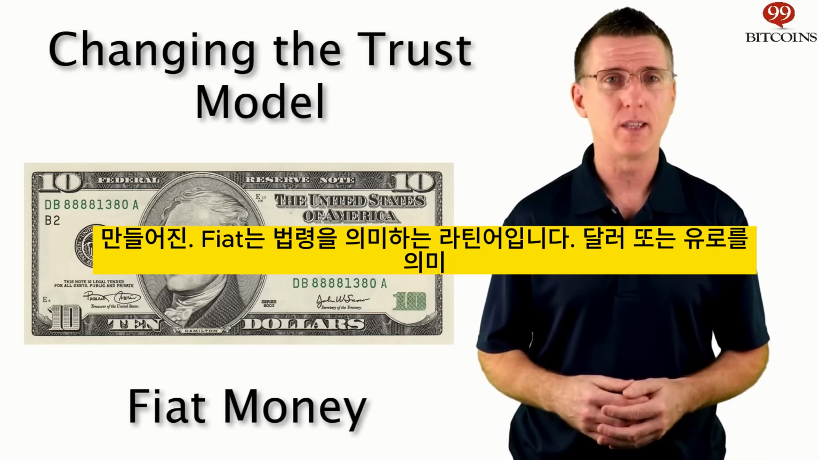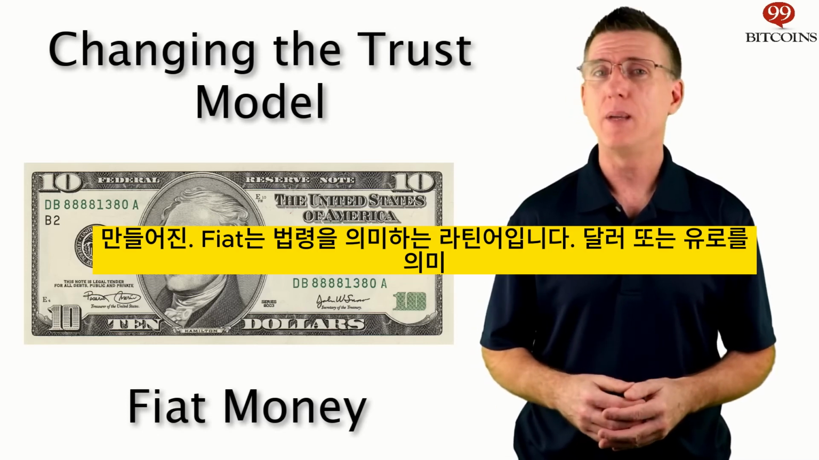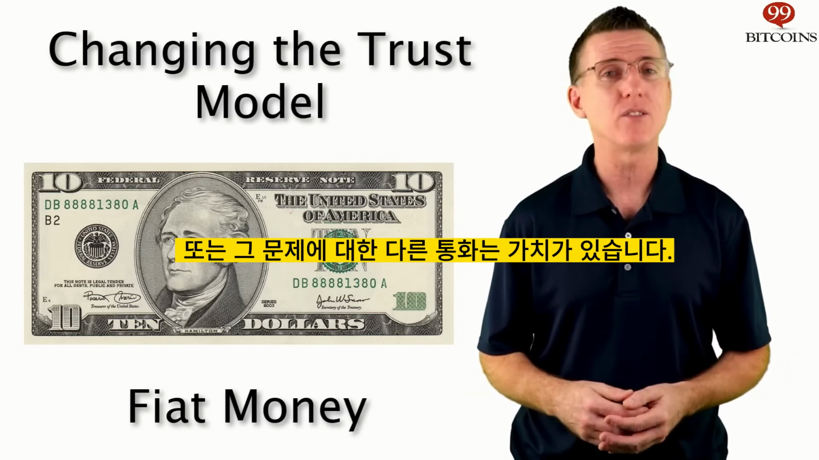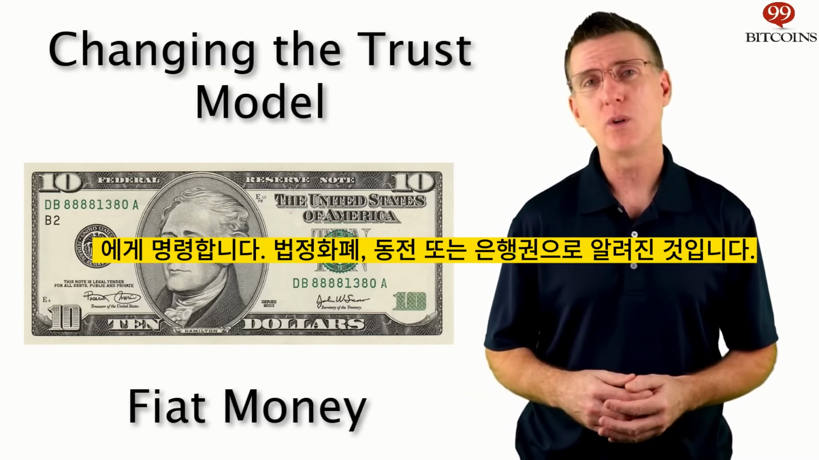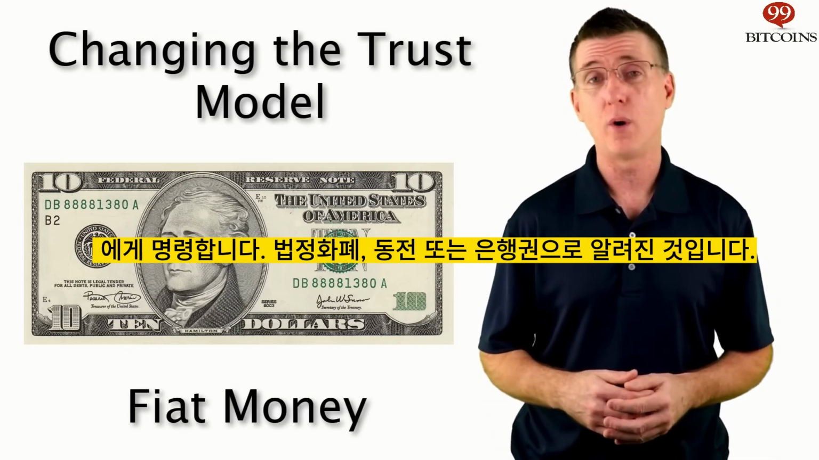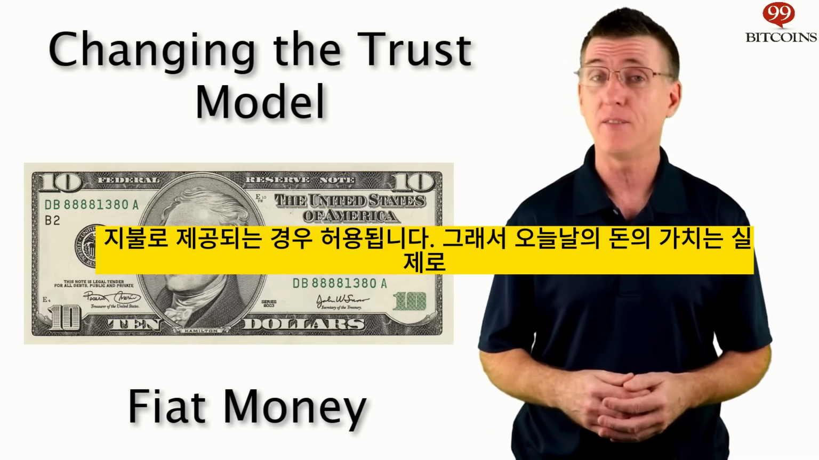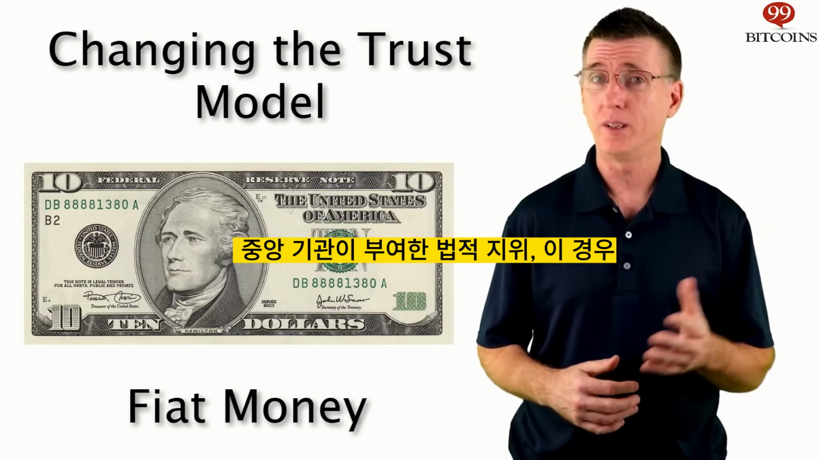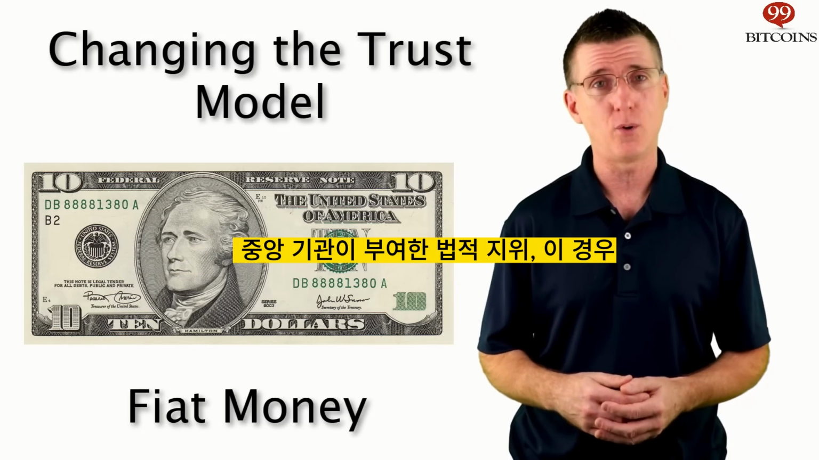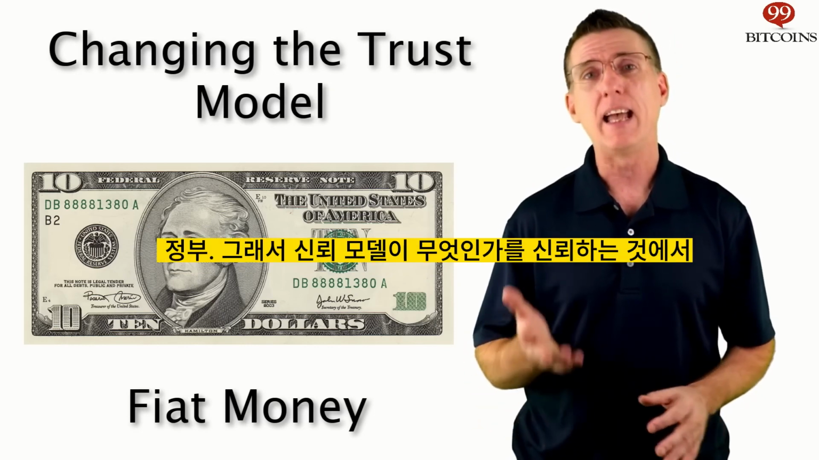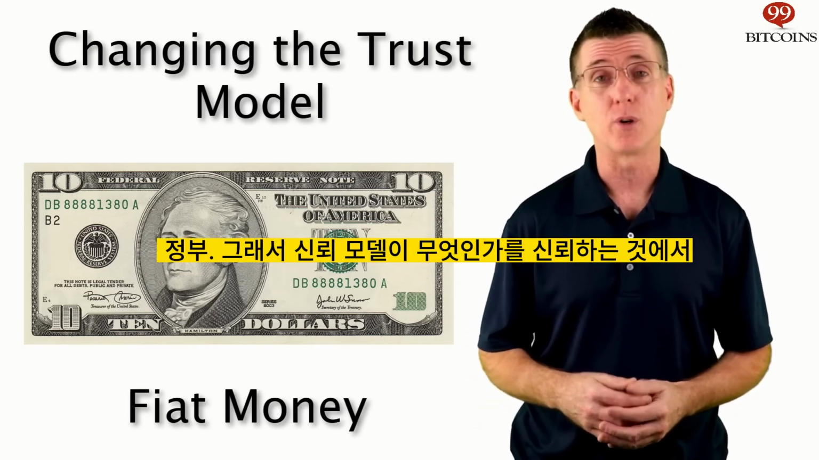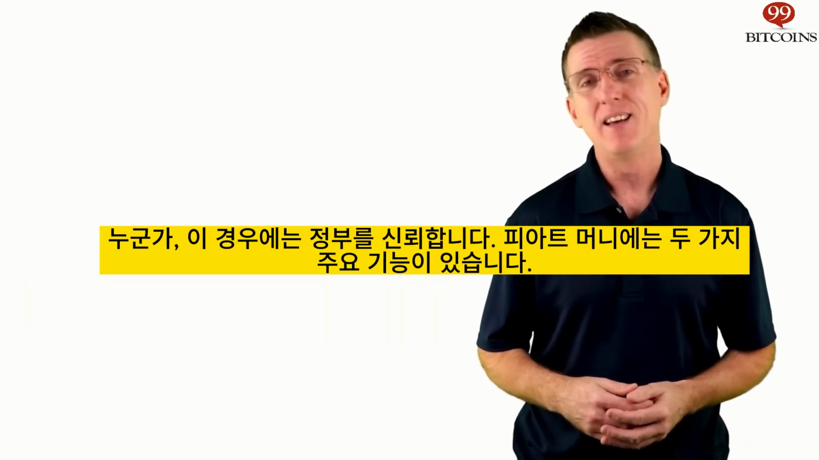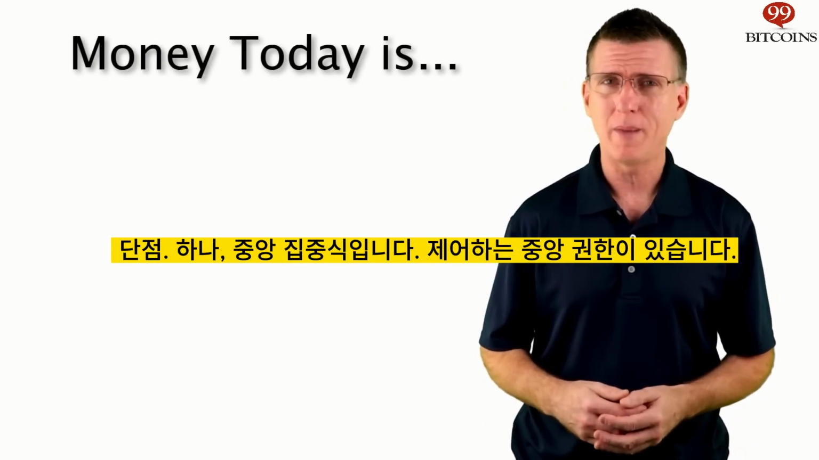Fiat is a Latin word that means by decree, meaning the dollars or euros or any other currency for that matter have value because the government orders it to. It's what's known as legal tender, coins or banknotes that must be accepted if offered as payment. So the value of today's money actually comes from a legal status given to it by a central authority, in this case, the government. And so the trust model has changed from trusting something to trusting someone, in this case, the government. Fiat money has two main drawbacks.